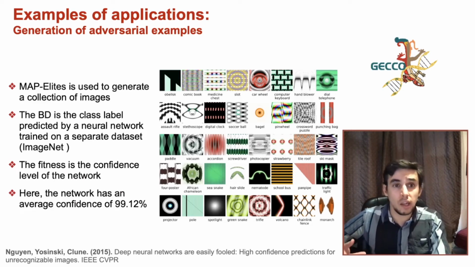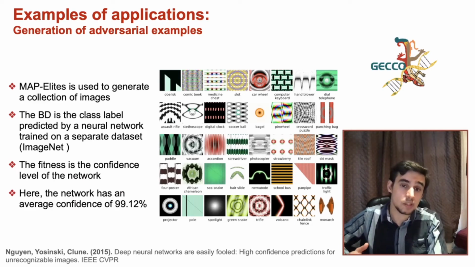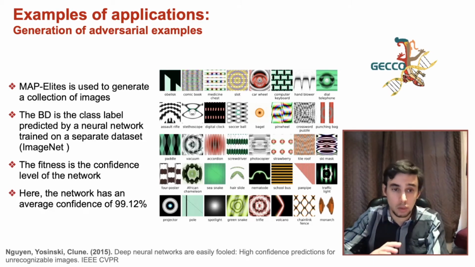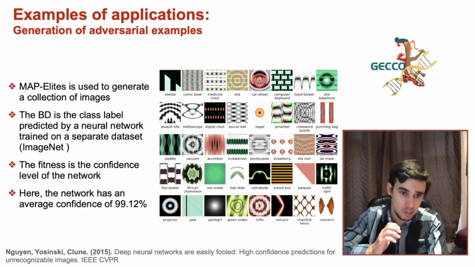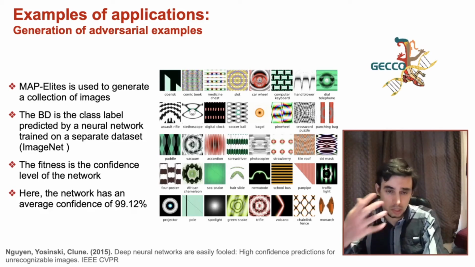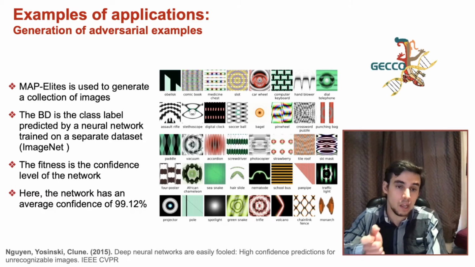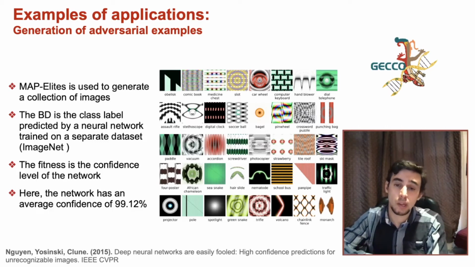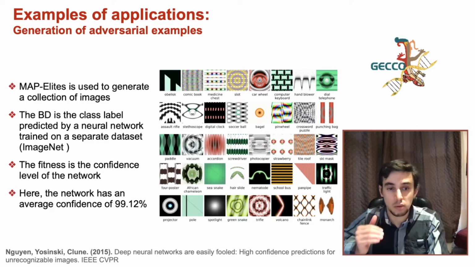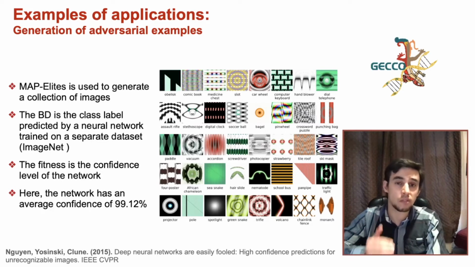Another example is the generation of adversarial examples. In this work, they used the MAP-Elites algorithm to generate artificial images, and they used a pre-trained neural network that has been trained on a large dataset, namely the ImageNet dataset, for a classification task. They used the label outputted by the neural network as the behavioral descriptor, and the fitness for the MAP-Elites algorithm is the confidence level of the prediction of the network. What is interesting is that all the images displayed here have the network with a confidence higher than 99%, so a very, very confident neural network.